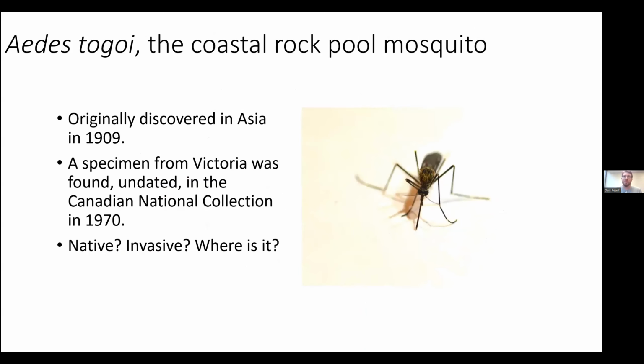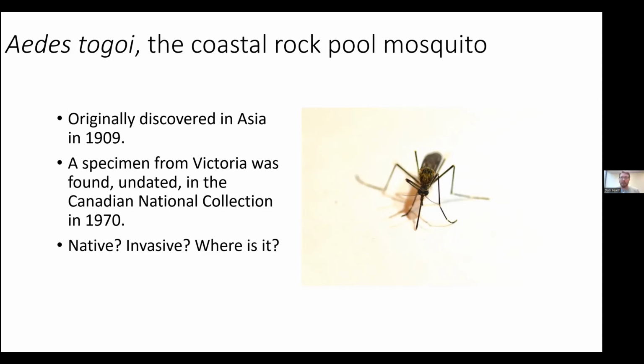Aedes togoi, the coastal rockpool mosquito. This one is particularly interesting and really highlights how little we know about what's going on with mosquitoes in BC and the Yukon. So we're not even sure if it's native or invasive here in BC. It was originally described in Asia in 1909. A specimen collected in Victoria was found undated in the Canadian National Collection in 1970. This was from somebody's personal specimens that were donated when they passed away in the late 1960s.